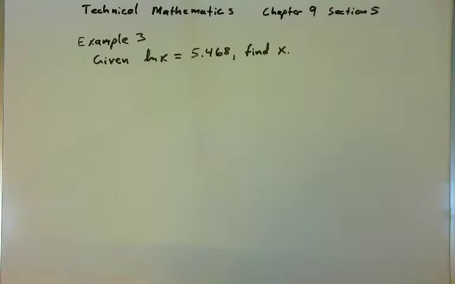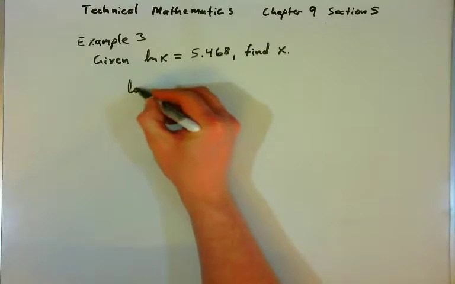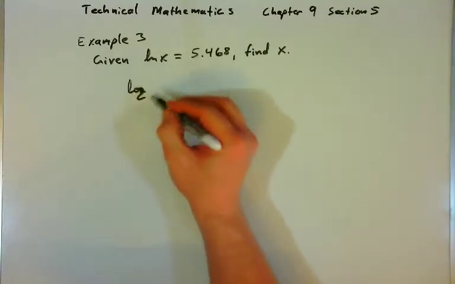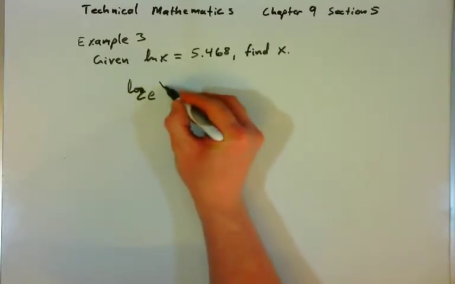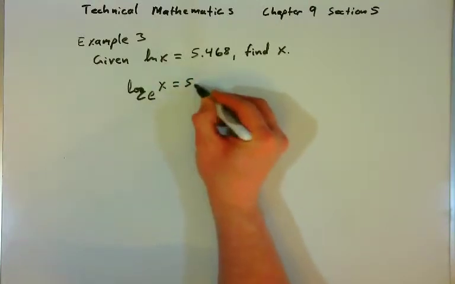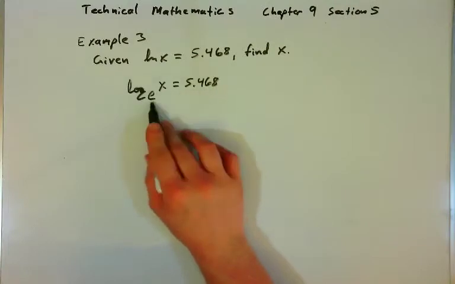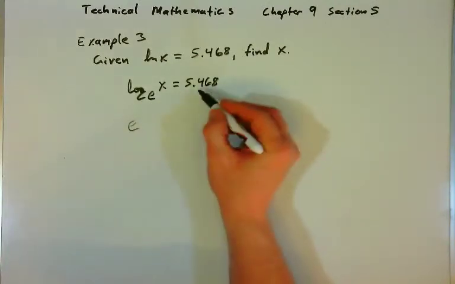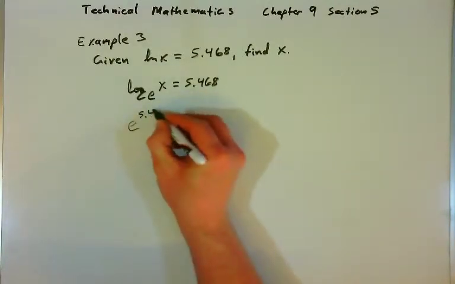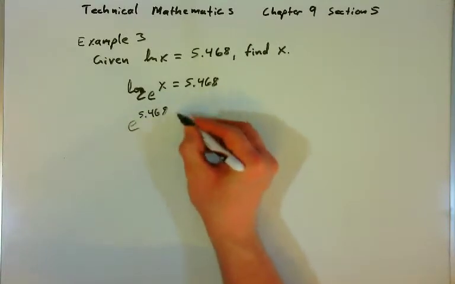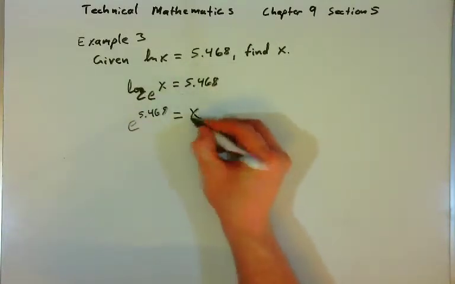This is example 3. It says given that the natural logarithm of x is 5.468, find x. Again, natural logarithm means that the base is e. I could rewrite this just to help be clear that we're taking log where the base is e of x, and this is supposed to be equal to 5.468. We can rewrite this in exponential form where e is the base, 5.468 is the exponent, and this will be equal to x.